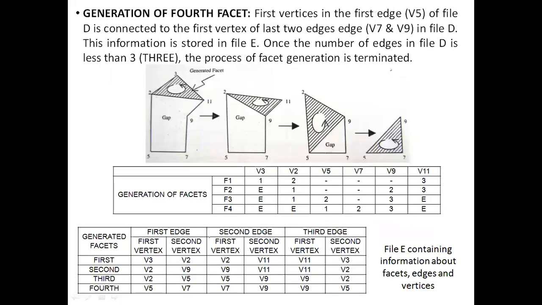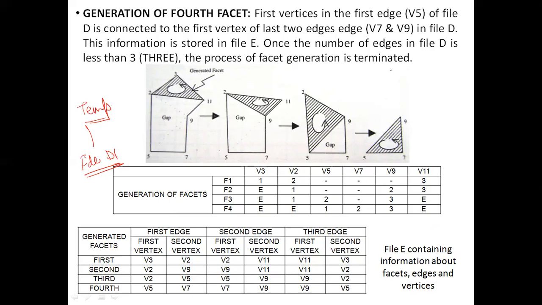So once you have created the structured file D, you will start to create facets. So you will create a new file. This is called file D1, and this is a temporary file. File D1 will help you to identify which vertices you are using for which facets.